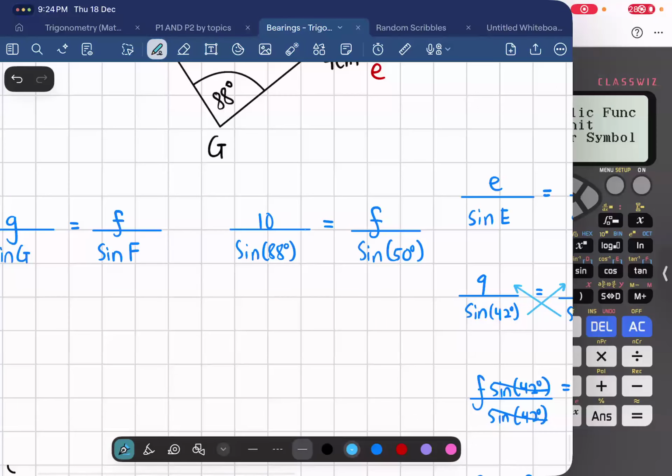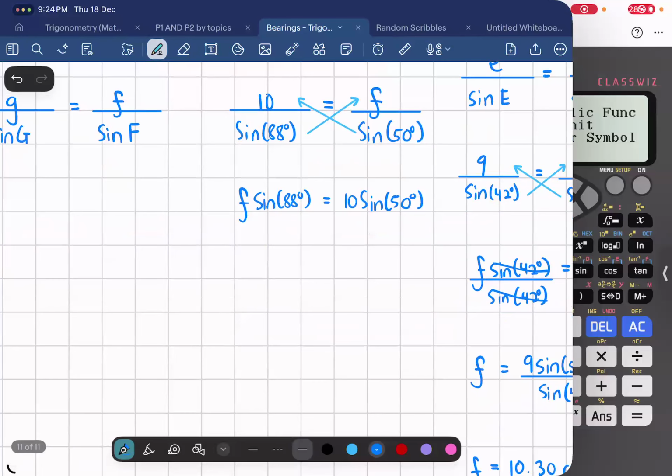You have two fractions. Cross multiply, right? If we cross multiply, what are we going to end up with? F sine 88. Right? F sine 88 degrees, and that'll be equal to what? 10 sine 50 degrees. Right? And I think you know what's the next step? What's the next step? To divide by sine 88 degrees, right? Because we want to find f. We want that to cancel off, right?